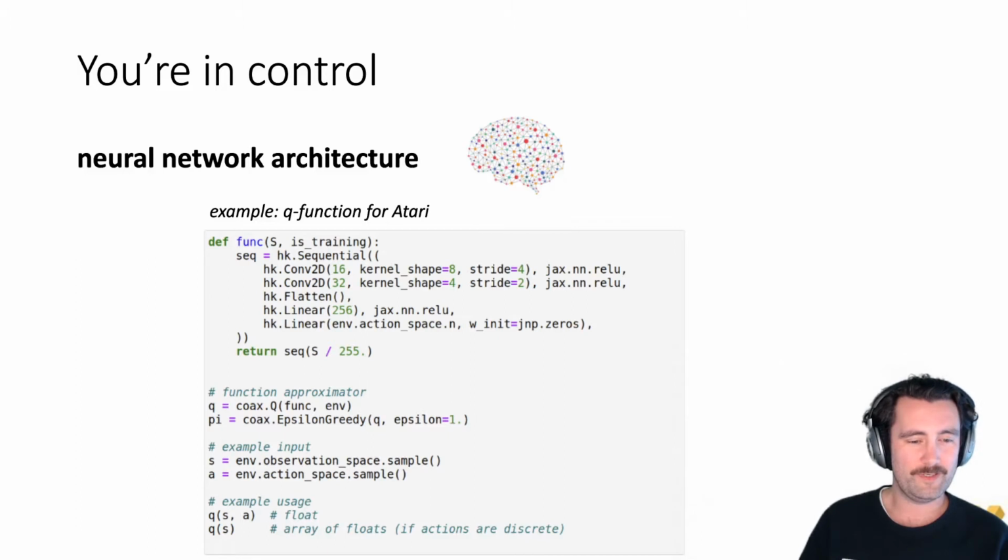So for instance, here we define this Q function, and as an example, we'll just take a state-action pair and feed it into this Q function, and you just get a floating point if you give it a pair. And also, if the action space is discrete, you can omit the actions as well.